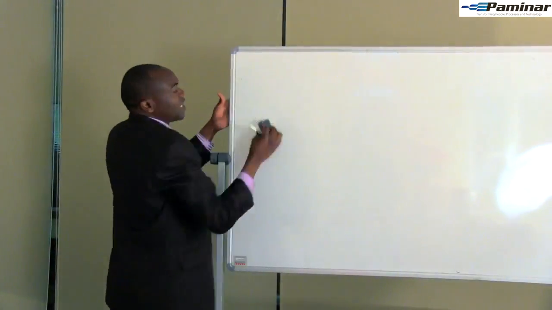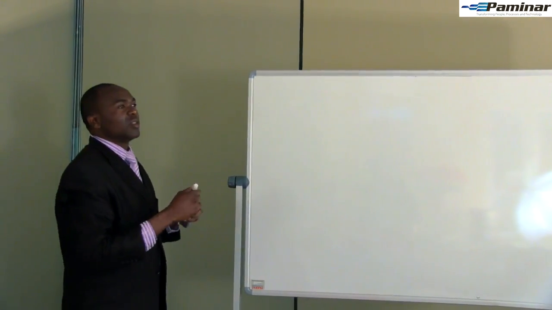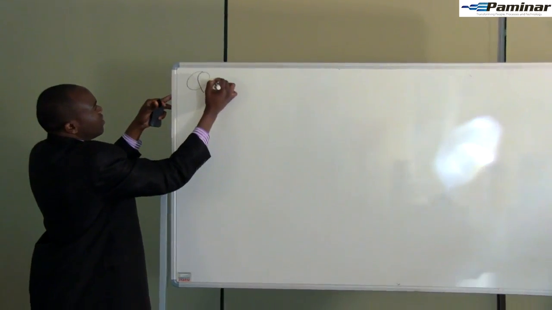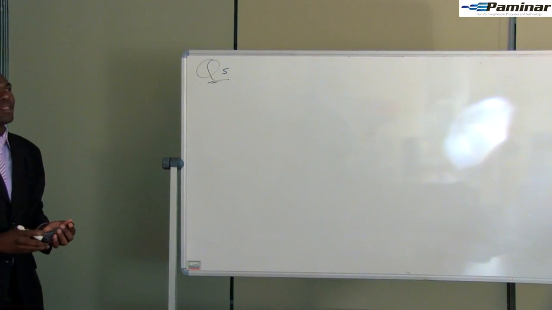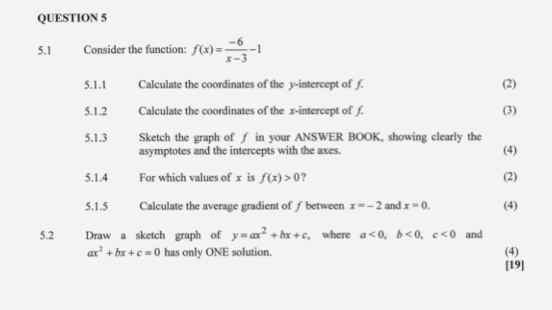Right. Now we come to the interesting part of mathematics, question 5. Now let's look at 5.1.1. It says consider the function f of x equals minus 6 over x minus 3, minus 1. Calculate the coordinates of the y-intercept of f.